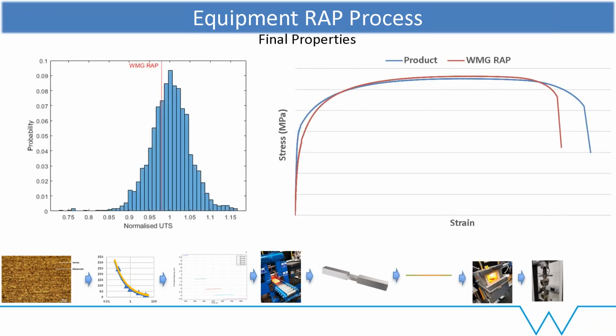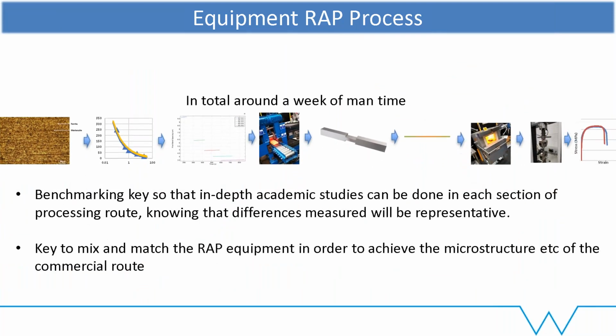And you can see here that our sample sits in nicely within the distribution of that which is commercially produced. And then on the right, you can see the stress strain curve and how that matches. That is all down to the fact that we've had to match the industrial process in terms of dendrite arm spacing, in terms of the amount of reduction that we give it. And so we've got the complete run through there.